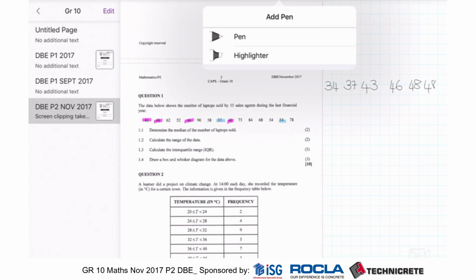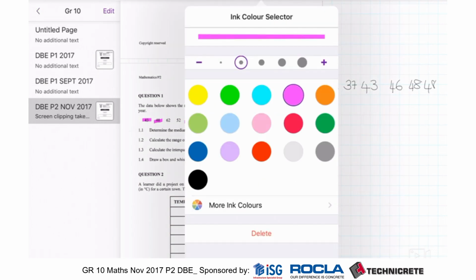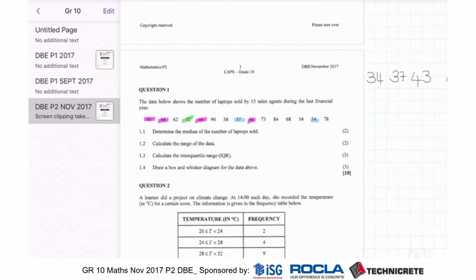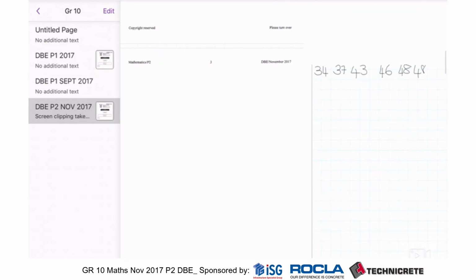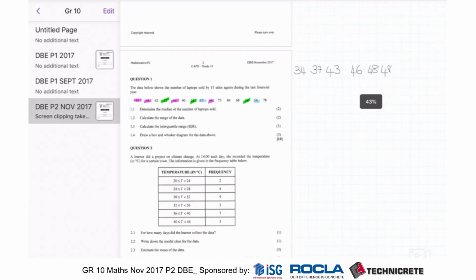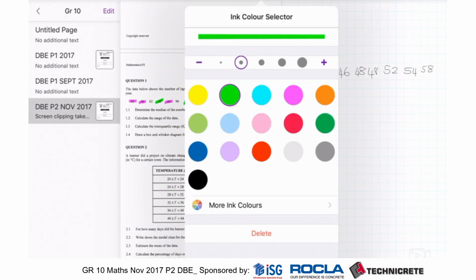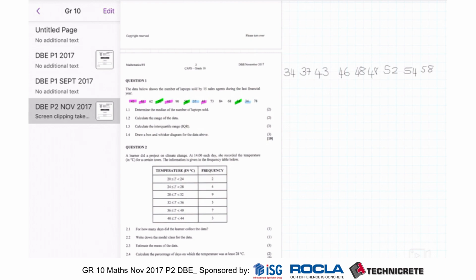Okay, let's use a different color. Let's go to the 50s. So we've got 52, 54, 58. This is a nice easy way of doing it so that you don't end up confusing yourself, seeing if you actually got the correct numbers or not.